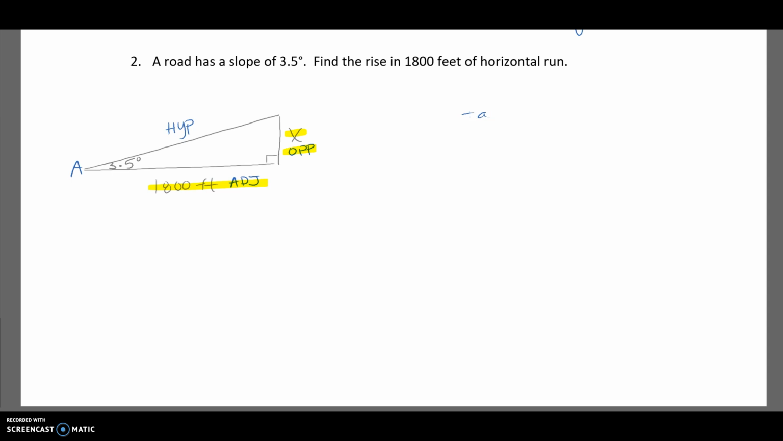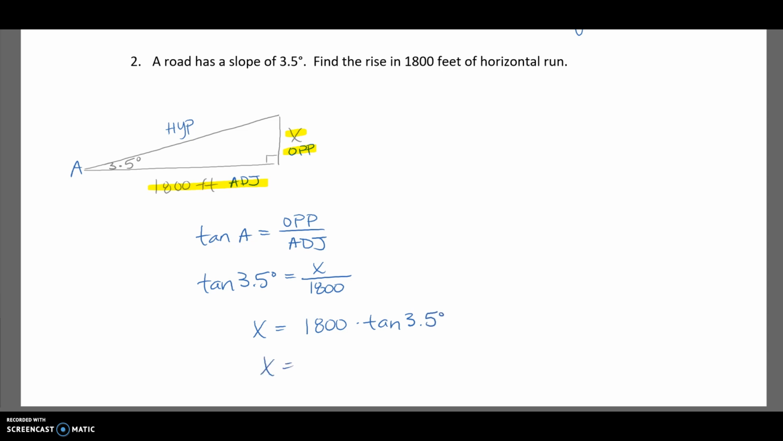Tan of angle A is equal to the opposite side over the adjacent side. So the tan of 3.5 degrees is equal to x, our unknown opposite side, over 1,800, our adjacent side. To get x by itself, we multiply tan 3.5 times 1,800. If you like, you can write the x on the left, our unknown, 1,800 times tan of 3.5 degrees, and then we can punch that into our calculator.